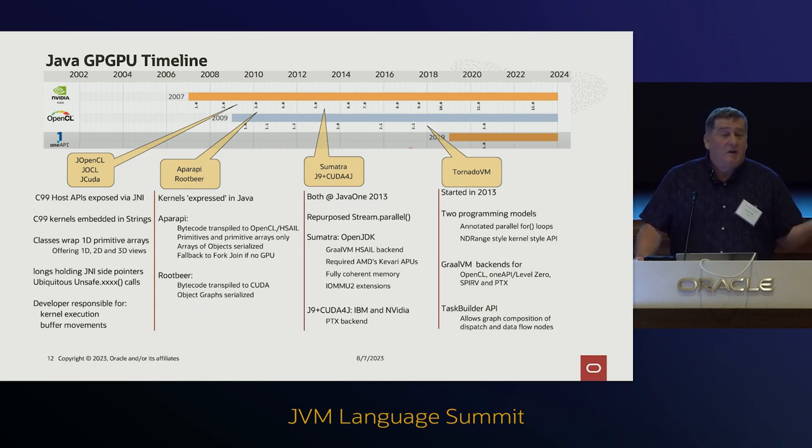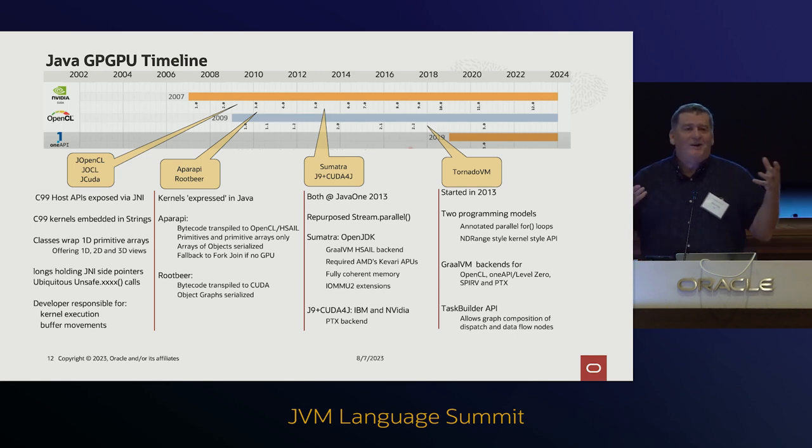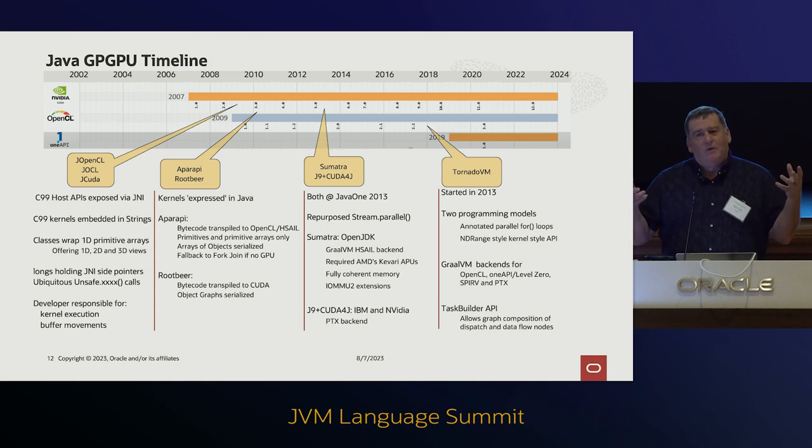There's another one at the same time, which tried to take Java bytecode and lift it up so that we could turn it into the C99 code for kernels. Later on, there was an OpenJDK project called Sumatra, which tried to go a bit further. It was quite successful, but it was pretty much tied to hardware that was fully coherent. We'll talk about that later on. And later on, I think Tornado is probably the state of the art at the moment. I know Juan's going to talk about Tornado a little bit later on.